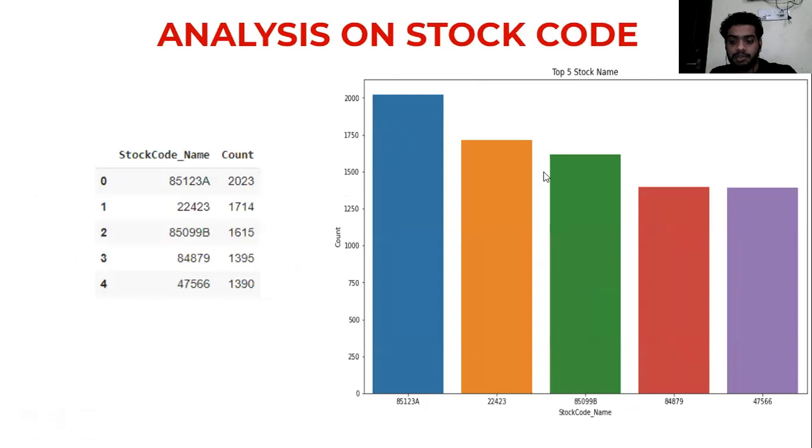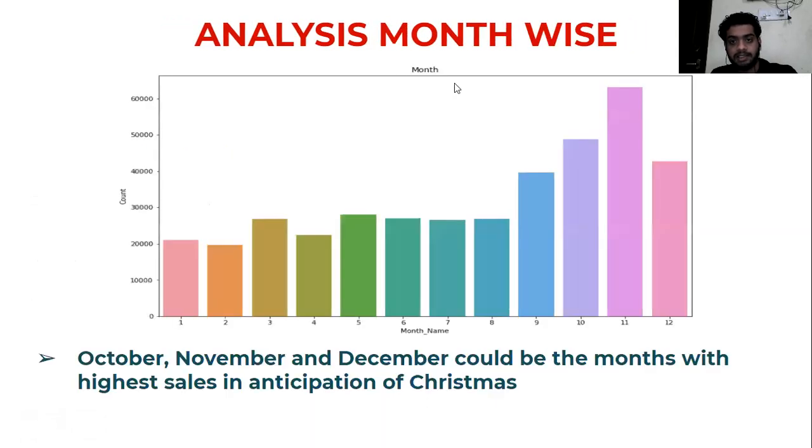The next analysis is of the stock code. Here is the bar plot of the top 5 stock codes on the right side, and you can see that the stock code 85123A is the most frequent stock code.